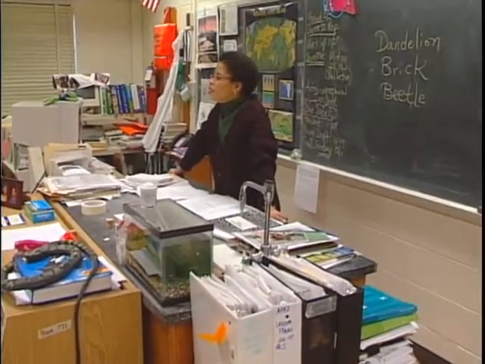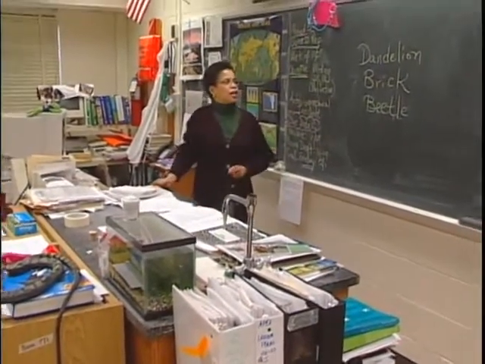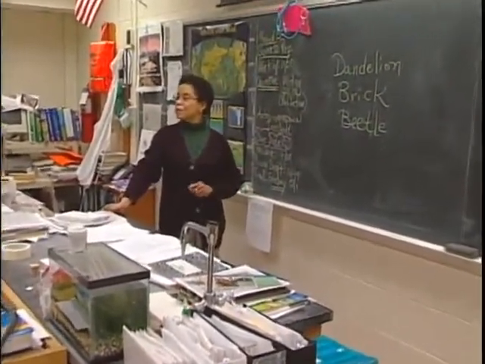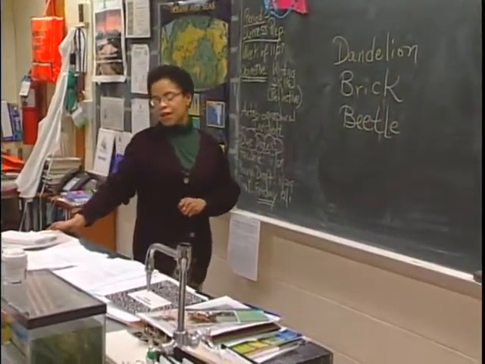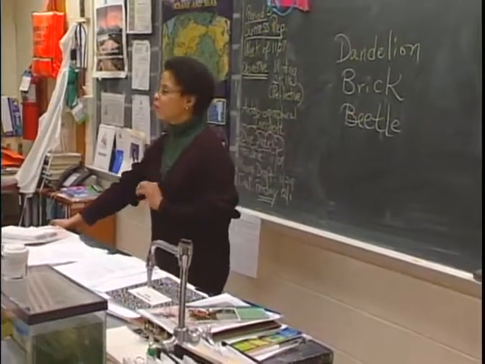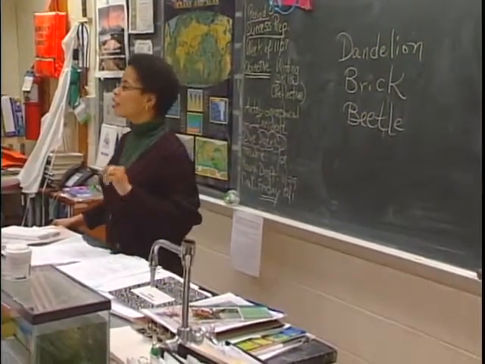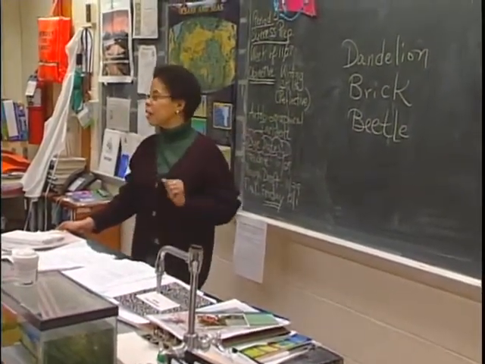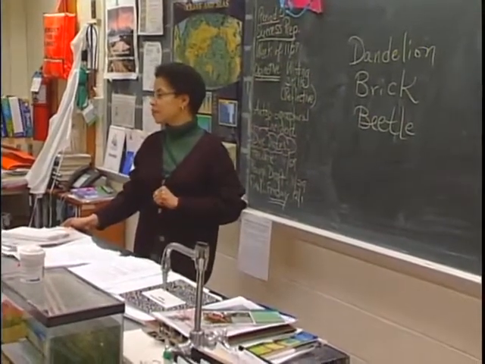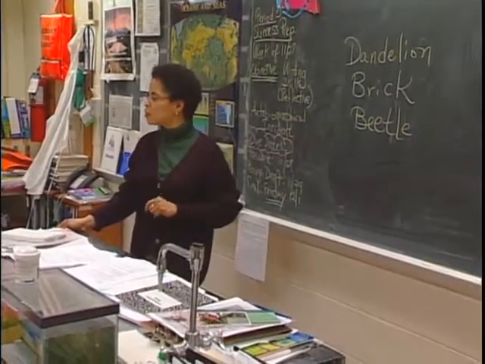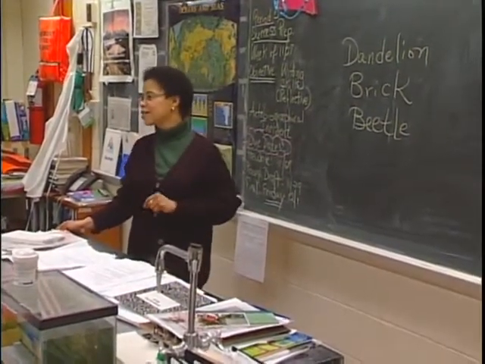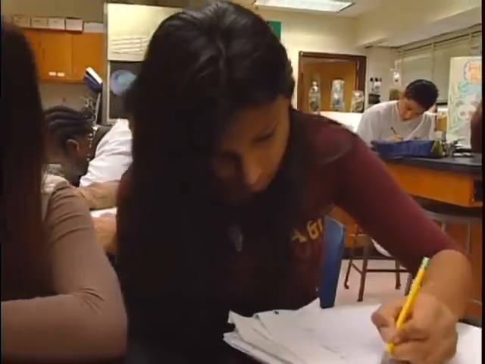Now I'll put three words on the board: dandelion, brick, and beetle. I would like you to write on your paper whether you think these things are made up of cells, and explain your answer. Today in class, I wrote three words on the board, and I asked them if these things were made up of cells.